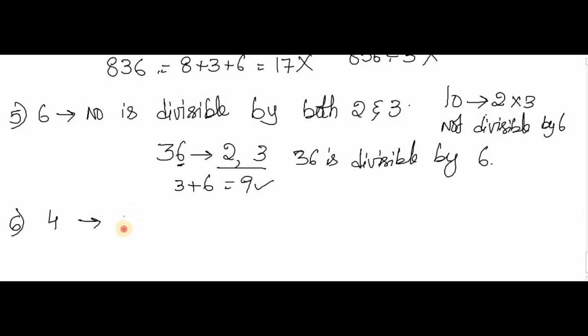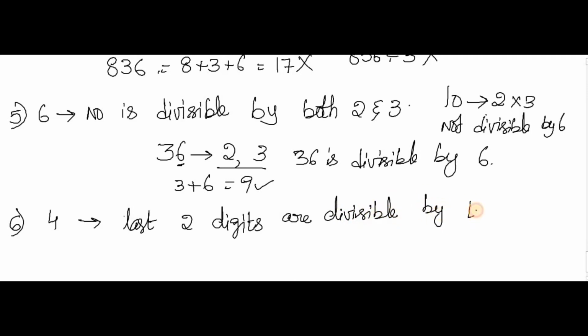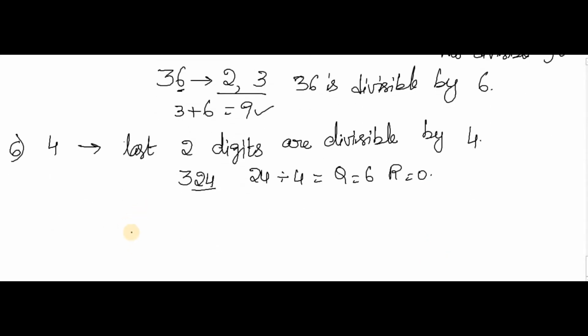See here, they have given it already. If the last 2 digits, that is the ones place and tens place, are divisible by 4, then the number is divisible by 4. For example, if a number is 324, what are the last 2 digits? 24. In the 4 table, are you going to get 24? Because 4 sixes are 24. So that is the reason 324 is divisible by 4. Okay.